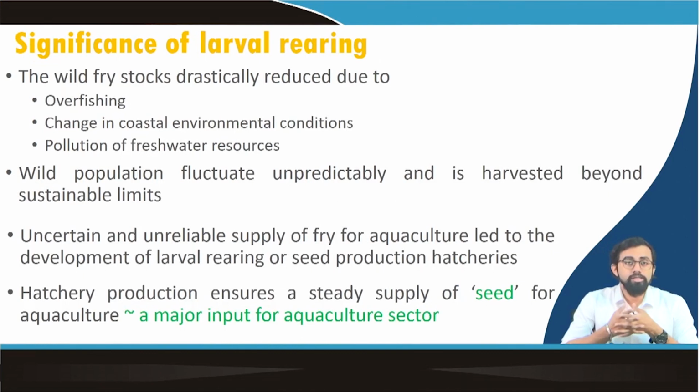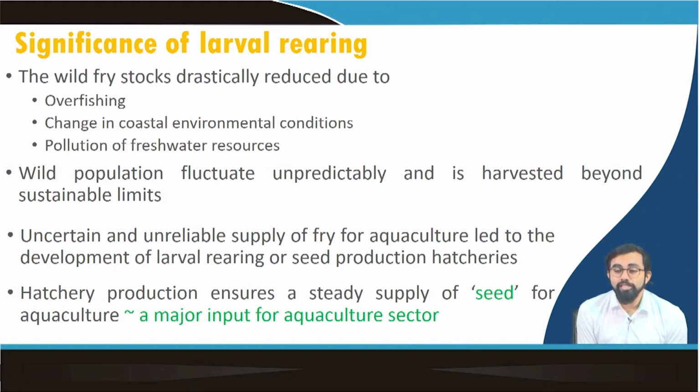So what is the significance of larval rearing? Because wild fry stocks drastically reduce due to the overfishing, change of coastal environmental condition, the pollution in the freshwater resources and all. Because of all these reasons, the wild fry stocks are getting lost. So we need to have a hatchery, we need to have more and more of this kind of systems, to grow our own aquacultural products. Wild population, obviously, fluctuates unpredictably and is harvested beyond sustainable limits.